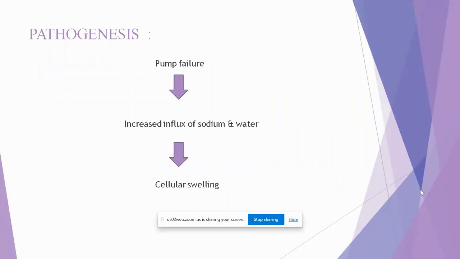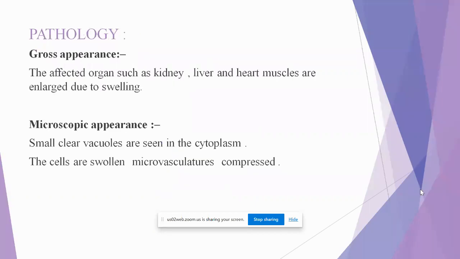This is the pathogenesis of cellular swelling. The first one is pump failure, which leads to increased influx of sodium and water. It leads to cellular swelling. Then what is the pathology of cellular swelling? The first one is gross appearance. The affected organs such as kidney, liver and heart muscles are enlarged due to swelling.